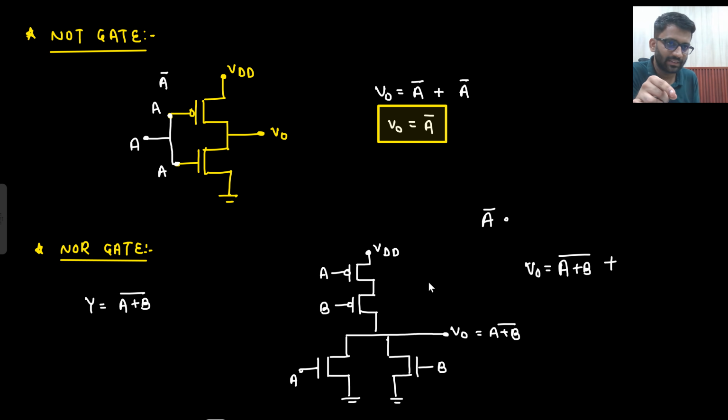Dot, since they are in series, dot B bar. And then 1 will come, no? So A bar dot B bar. If 1 is coming, I am not going to put any bar. So this is what I am getting. From here I am getting A plus B bar.